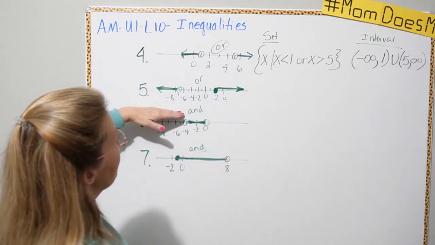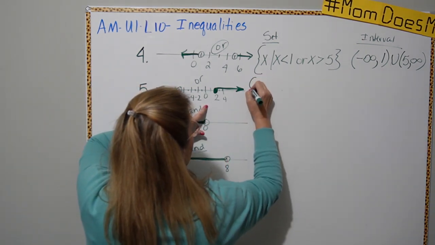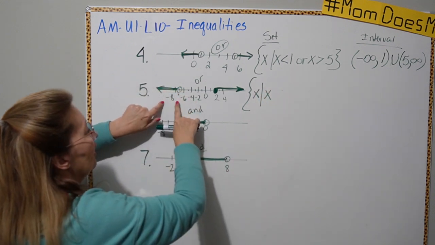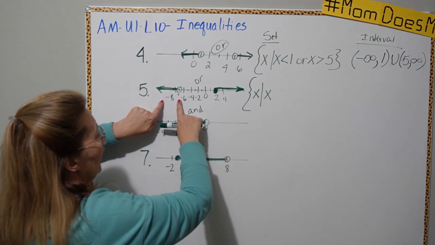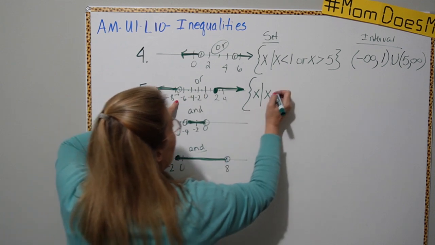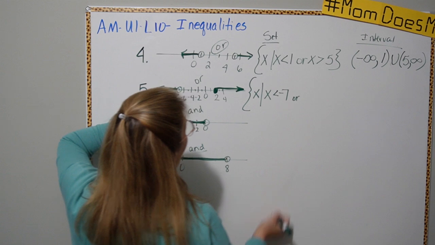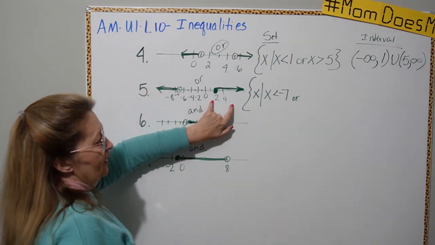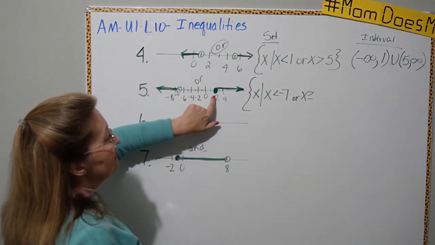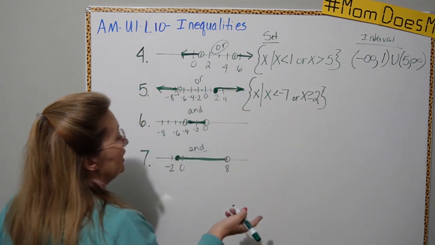Okay, now let's look at number 5. So we're going to start with set notation. Here, x such that x. All right, let's look at our first graph down here. It goes from -7 all the way to the left, and it's an open circle. So this is x less than -7. Or, all right, what is this graph showing? Well, it is showing x greater than or equal to, because it's a solid dot, positive 2.